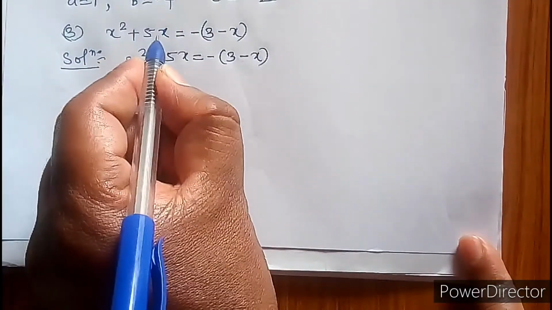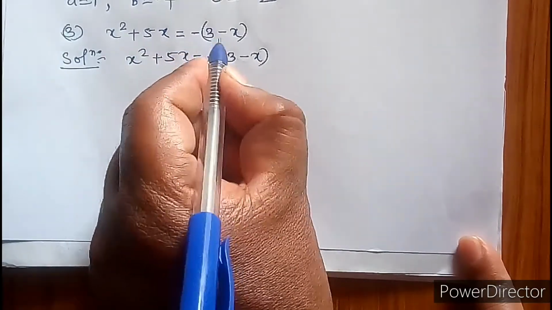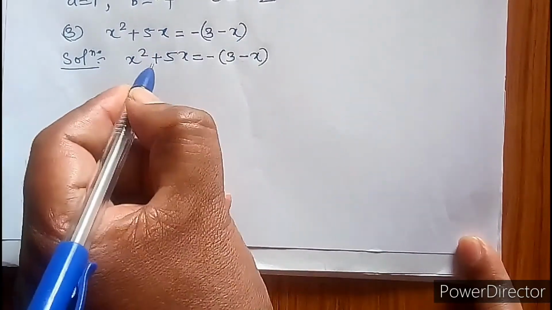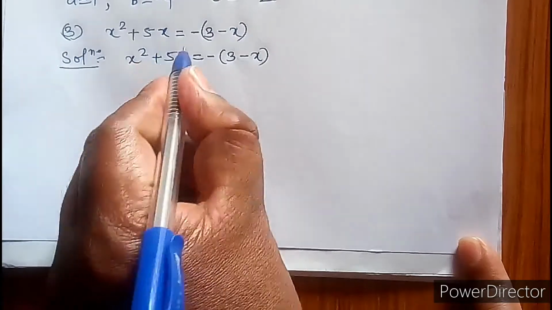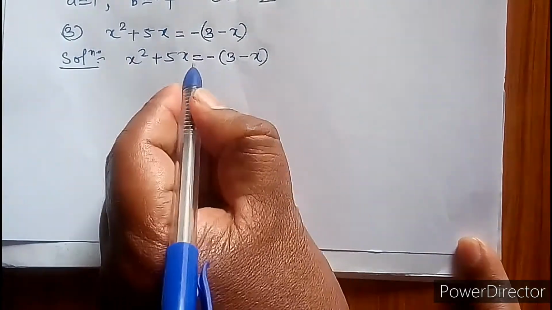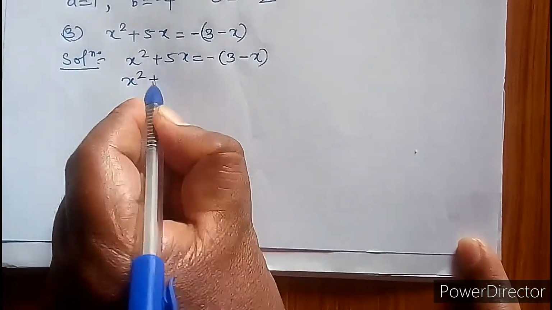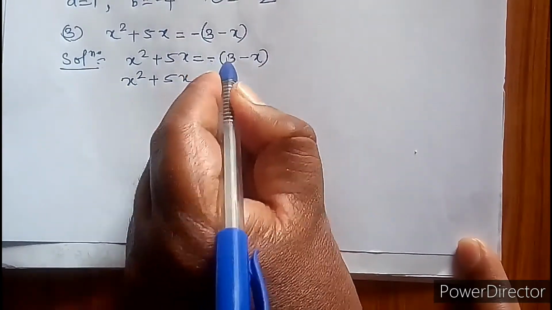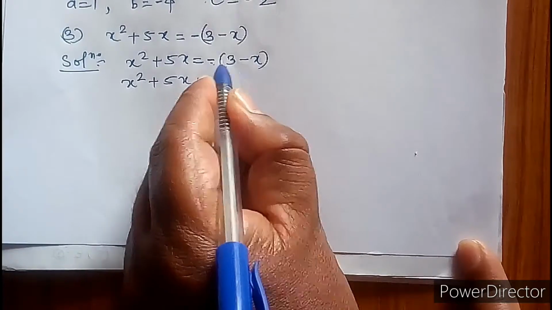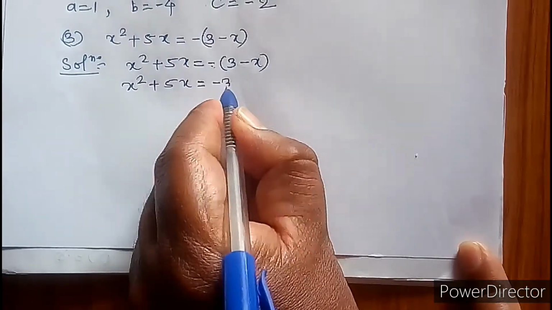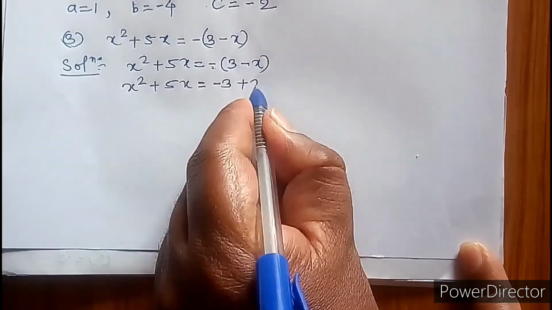Question number 3: x square plus 5x equals minus in bracket 3 minus x. Write down the solution. In the solution part, the equation as it is, that is x square plus 5x equals minus of 3 minus x. On solving this, x square plus 5x as it is, now minus into this equals minus into 3, that is minus of 3x minus minus plus of x.